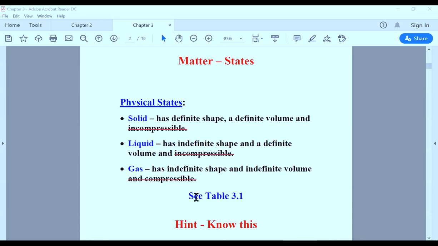Now, you should know the three states of matter: solid, liquid, gas. You should know a solid has definite shape and definite volume. A liquid has indefinite shape, definite volume, and a gas has indefinite shape, indefinite volume.